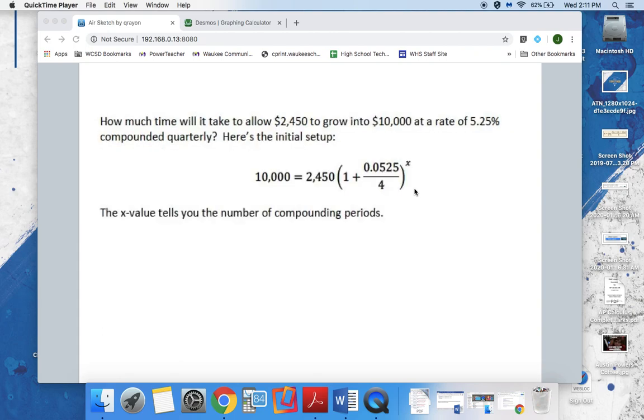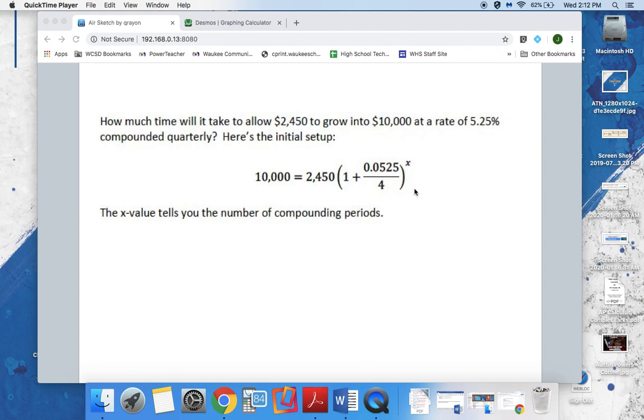Now another interesting question would be, how much time do we need to get to that goal? If we know the rate but we don't know the time, that's an interesting problem in and of itself, pun intended. So how much time is it going to take for $2,450 to grow into 10 grand at a rate of 5.25% compounded quarterly? All right, that's the initial setup that you see right there. And this x value is going to tell you the number of compounding periods.